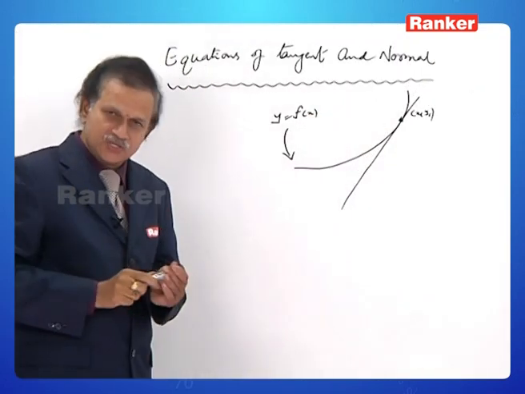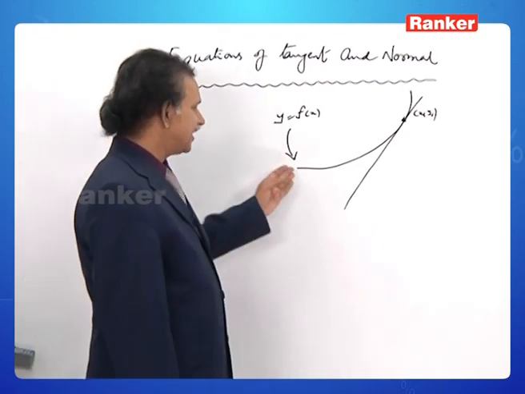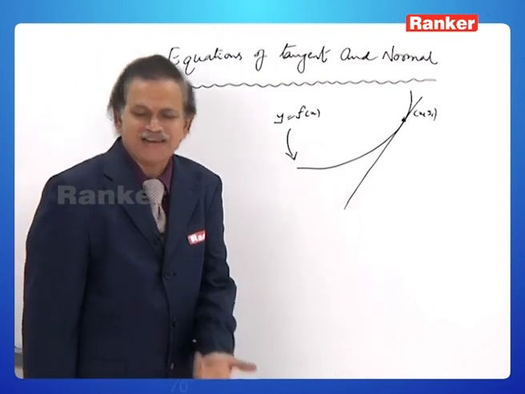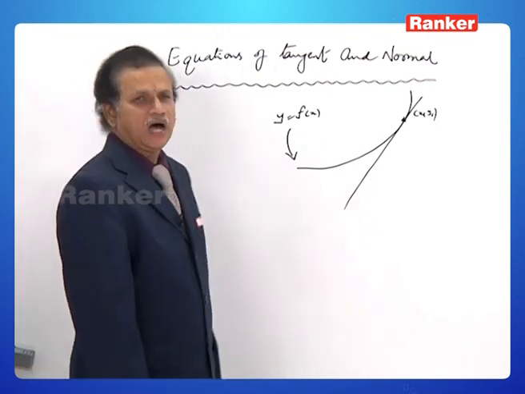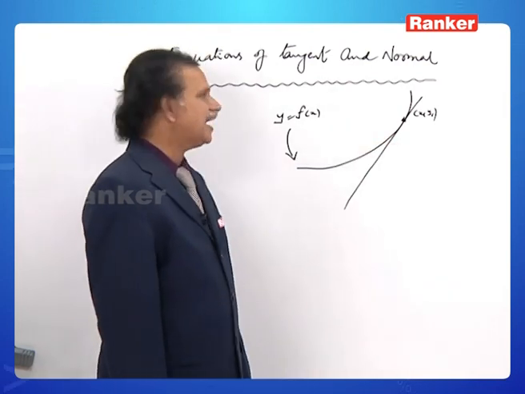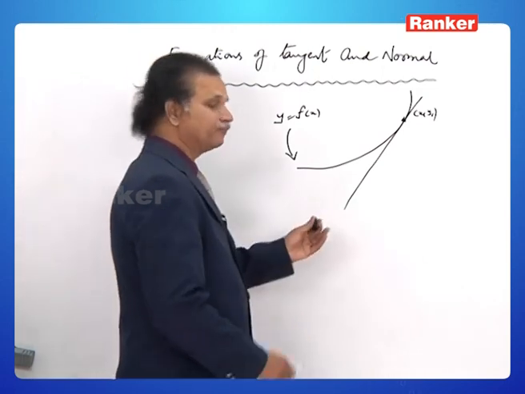Please study the graph carefully. This is the graph of a function, say y is equal to f of x, a curve on which a point x1, y1 has been given. We are now to find the equations of the tangent and normal. Look here, this is the tangent.